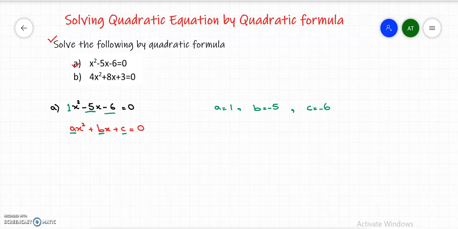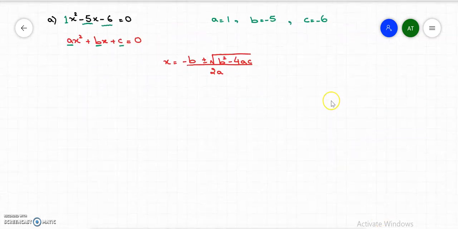Okay, now let me write down the quadratic formula, that is x equals to negative b plus minus square root b square minus 4ac divides 2a. So that is the formula. Now let's substitute the values into the formula and solve the quadratic equation.